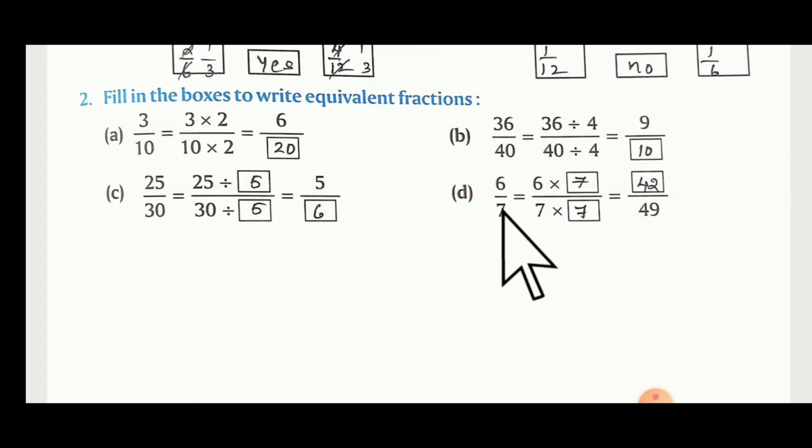D. 6 by 7 is equal to 6 by 7 into, and is equal to, and below they have given the denominator. Only one answer is given. With the help of it you have to find the others. So 49 is there. That means in table 7, when do you get 49? 7 7s are 49. So place 7. If the denominator is 7, the numerator will be 7. 6 7s are 42 will be the answer.